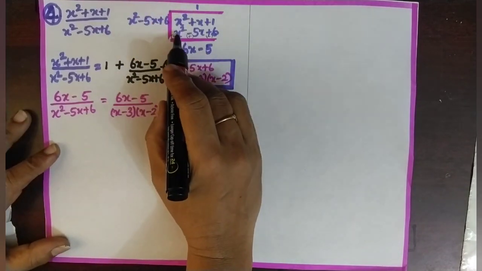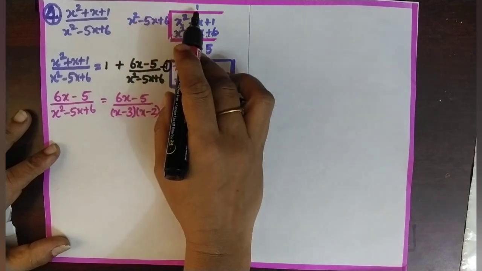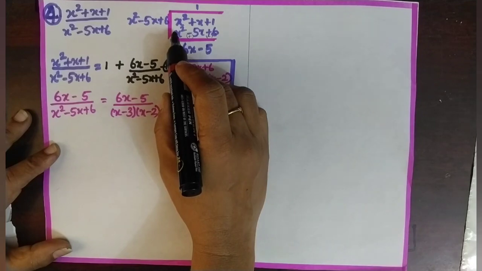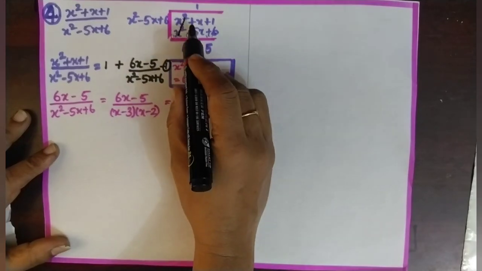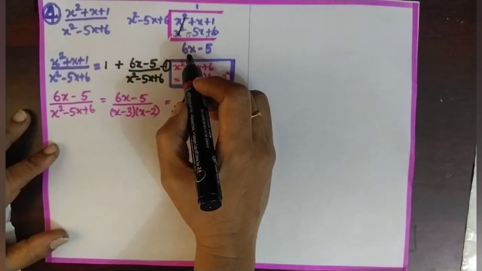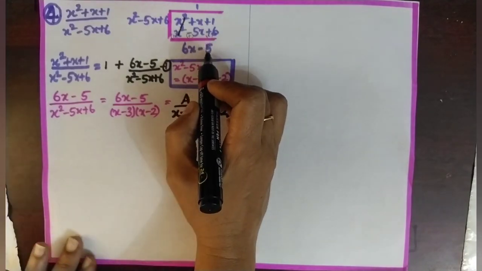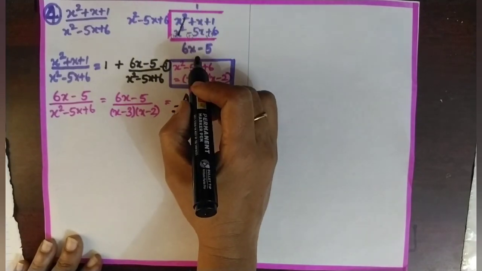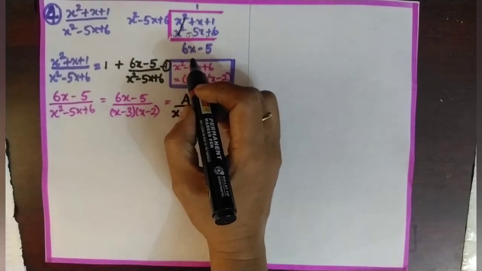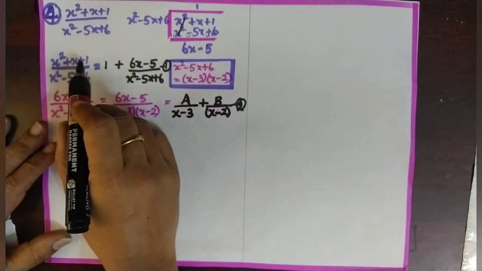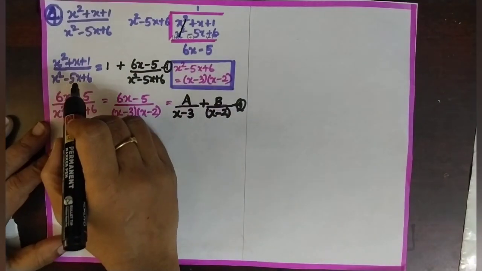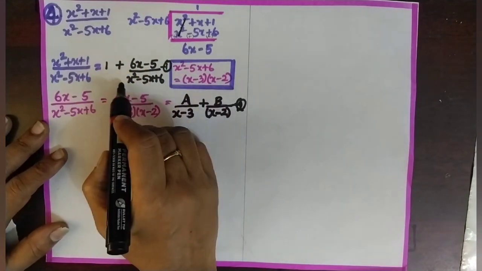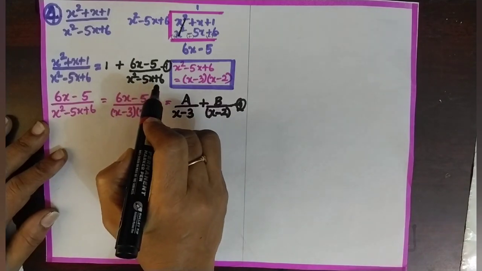1 into x square is x square, minus 5x into 1 is minus 5x, plus 6 into 1 is 6. Change the sign. Now x square will be cancelled. Plus x plus 5x is 6x. Plus 1 minus 6 is minus 5. So the result is 1 with the remainder 6x minus 5. Then we get (x square plus x plus 1) by (x square minus 5x plus 6) equal to 1 plus the remainder (6x minus 5) by (x square minus 5x plus 6).